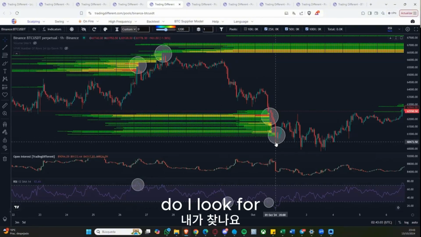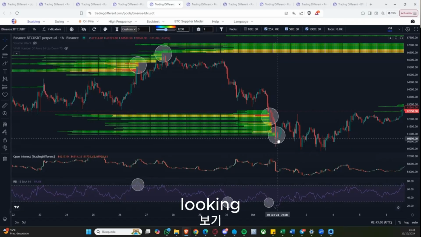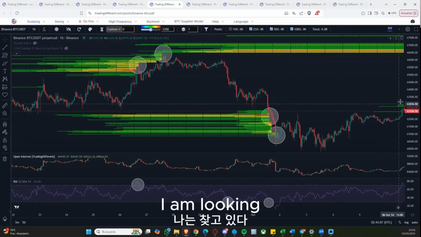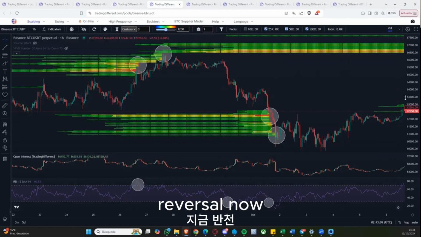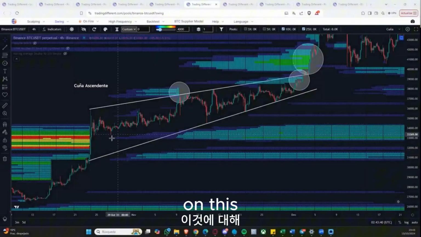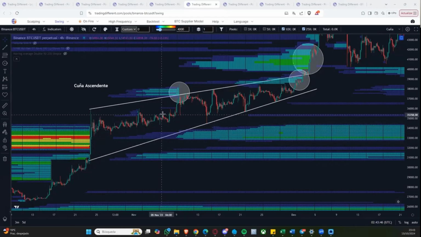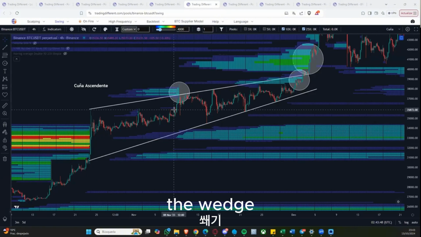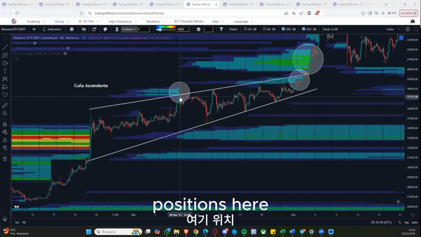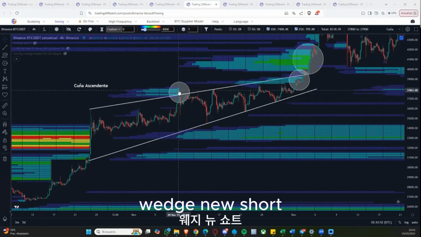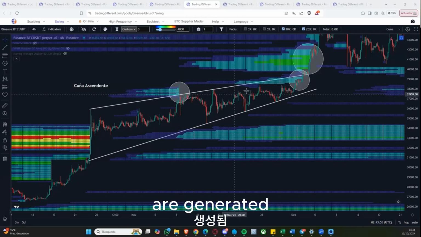Only after that do I look for long positions to start looking for a possible reversal. I am looking for a price reversal. Now, let's look at the charting on this ascending wedge. After liquidating the new short positions, the price continues to rise with a trend. As it deviates outside the wedge, the price liquidates the new short positions. Here, even within the wedge, new short positions are generated.